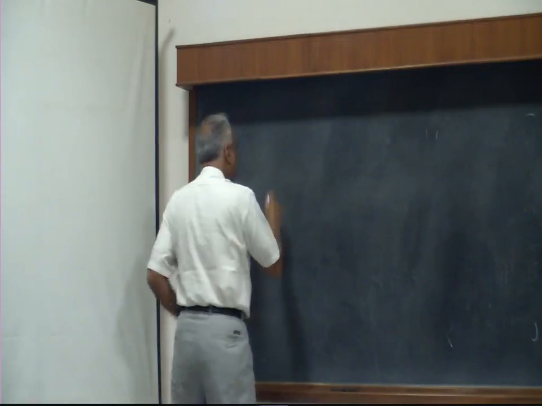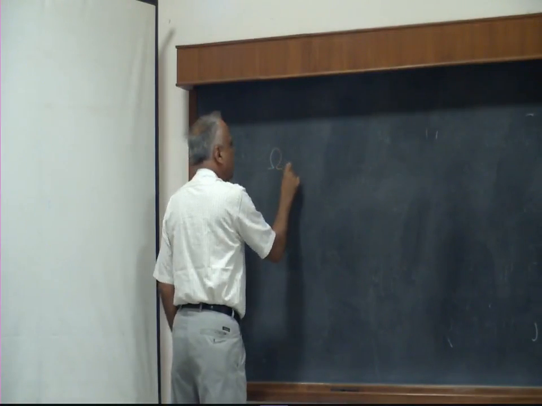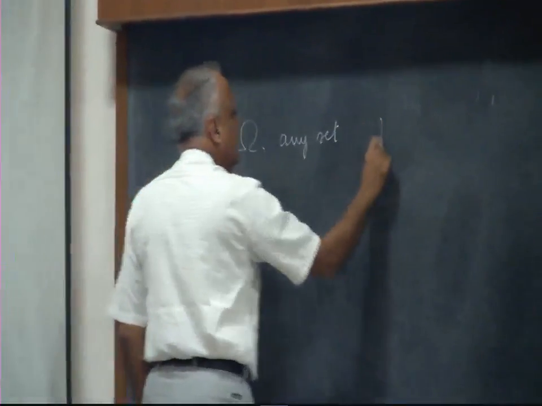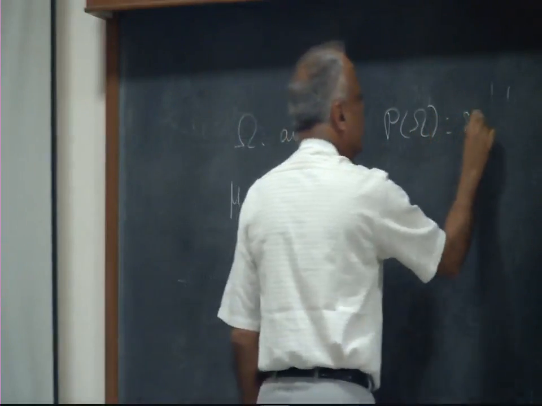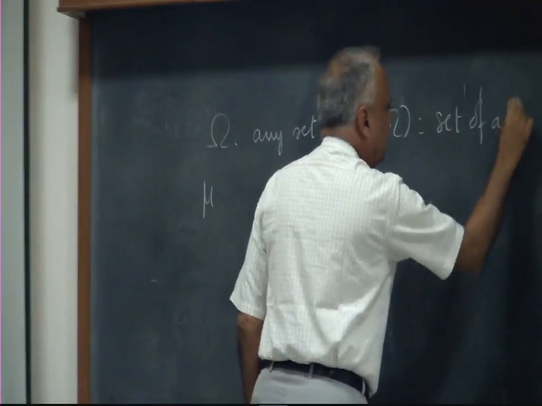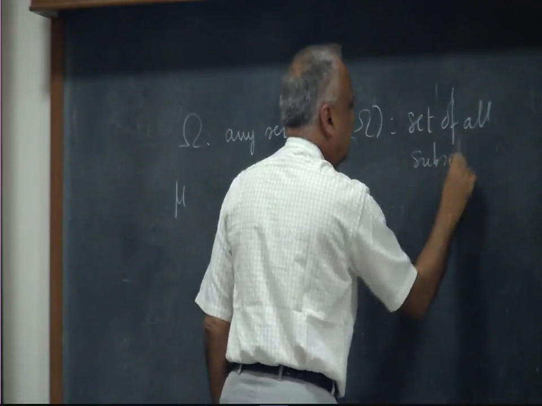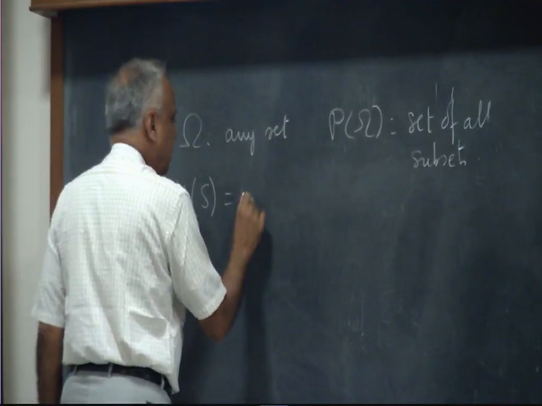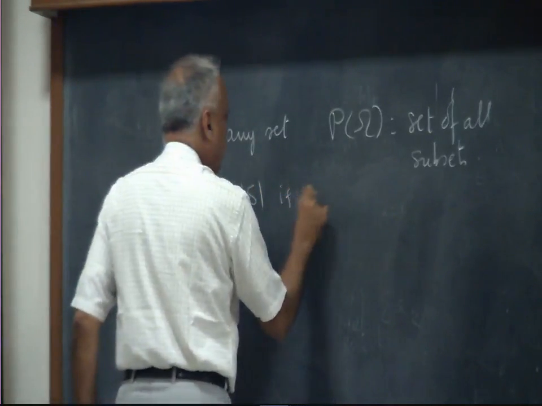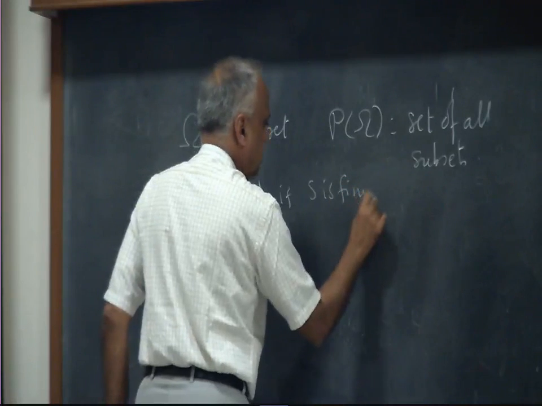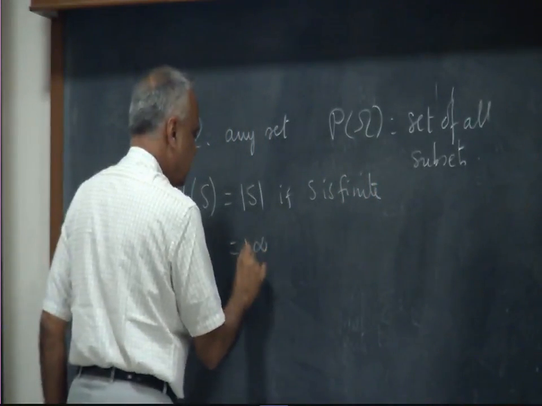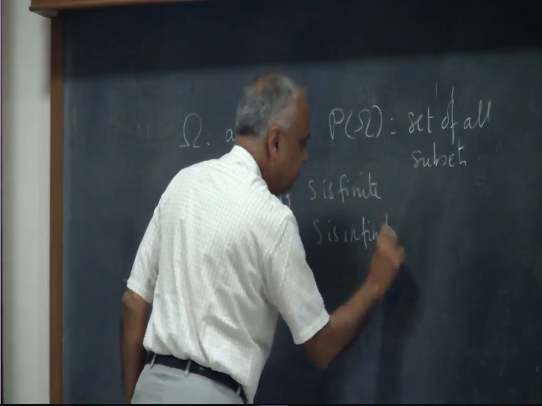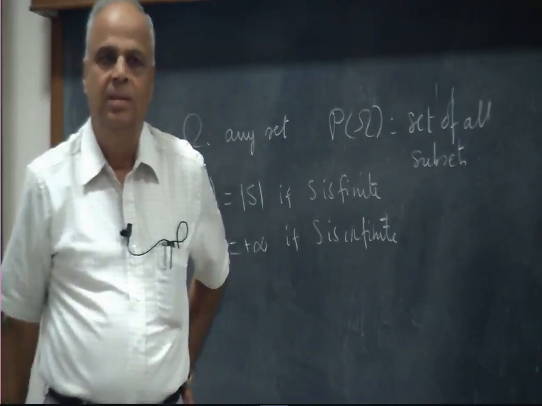Right, so now let's look at omega to be any set, and the measure space is the power set, the set of all subsets. And then let's take the measure of any set S to be the cardinality of S, the number of elements, if S is finite, and equal to plus infinity if S is an infinite set.